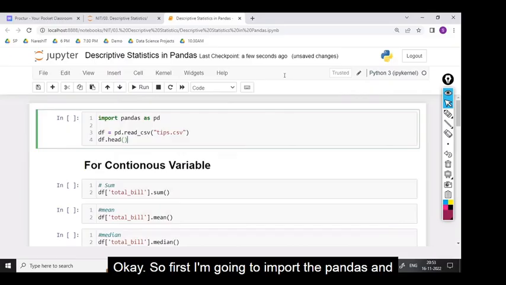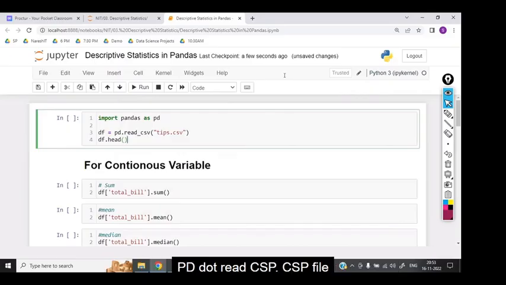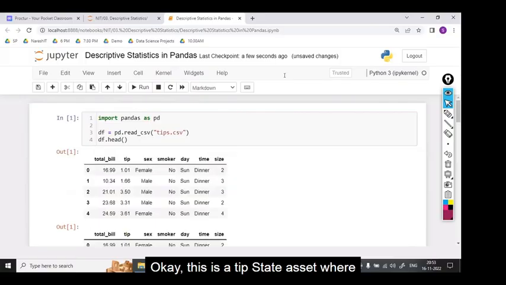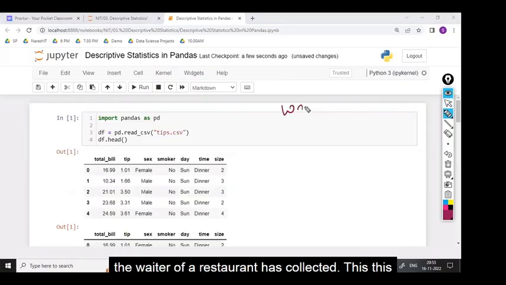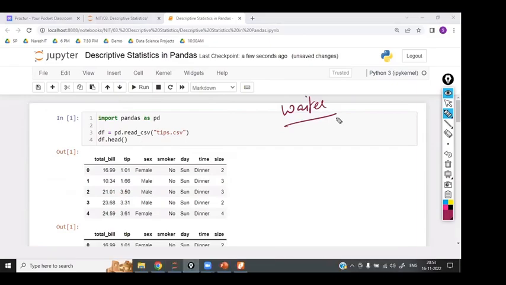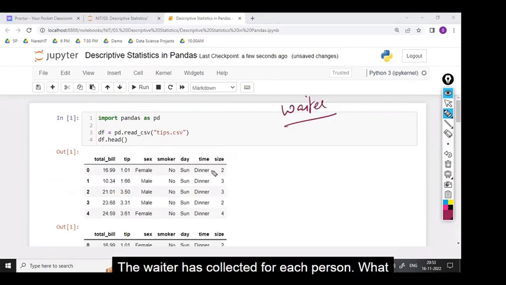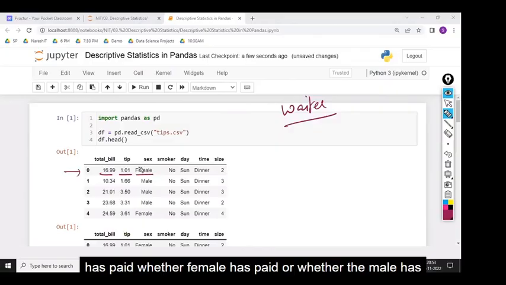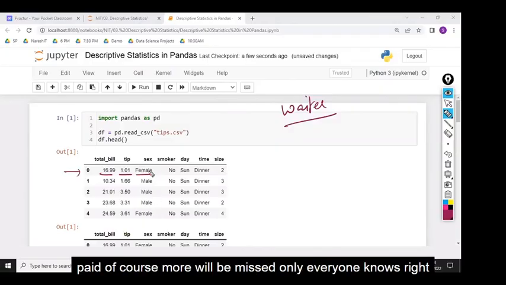Okay. So first I'm going to import pandas and use pd.read_csv. The CSV file is tips.csv. This is a tips data set where the waiter of a restaurant has collected, for each person, the total bill and the tip they have paid, and whether a female or a male has paid. Of course, more will be males only.